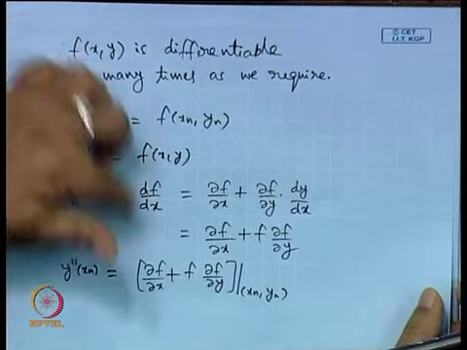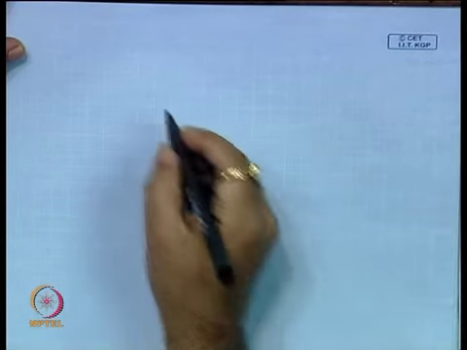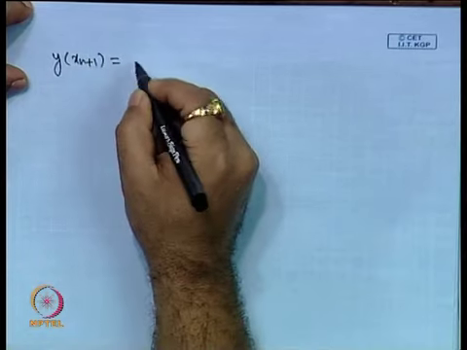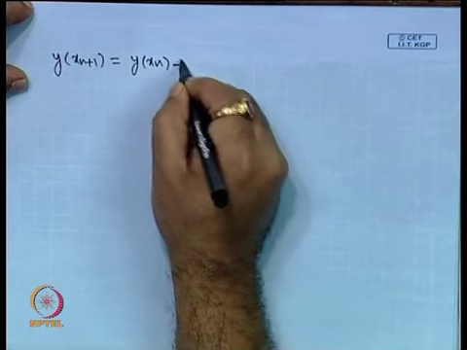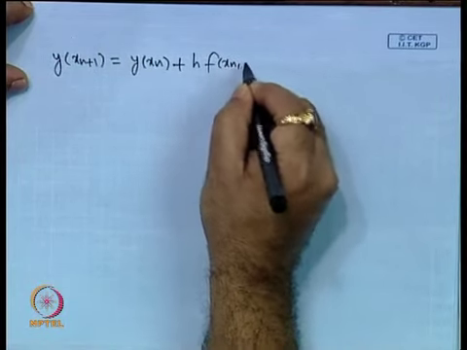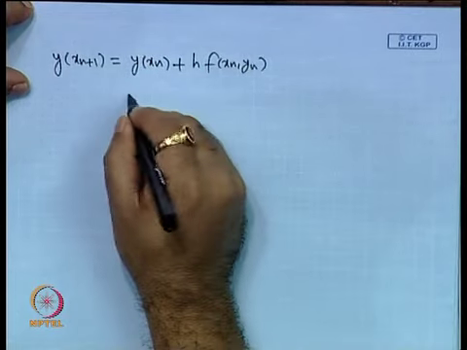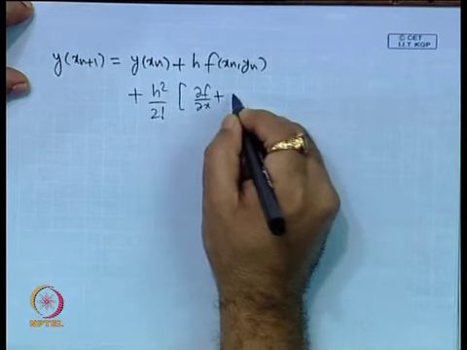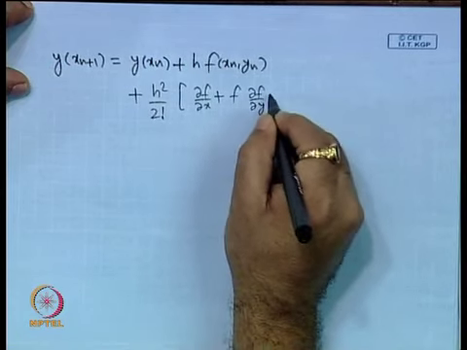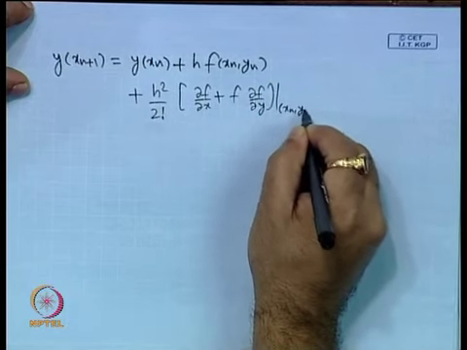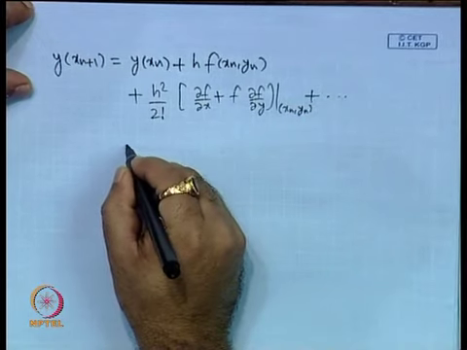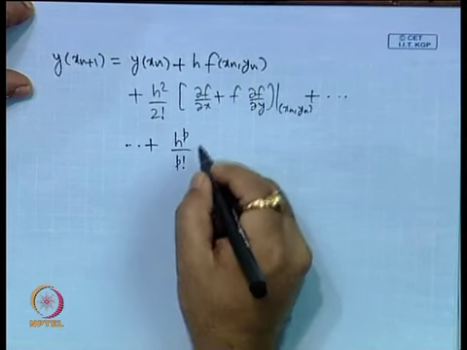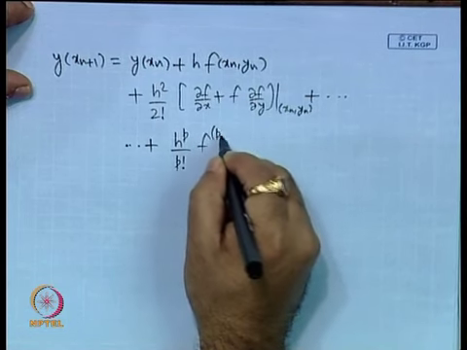Okay. So, now with this, let us see what happens to our Taylor series. It is y of x n plus 1, that is x n plus h, plus h square by factorial 2 times dou f by dou x plus f dou f by dou y at x n, y n, plus the higher order terms, up to h power p by p factorial f power p minus 1.